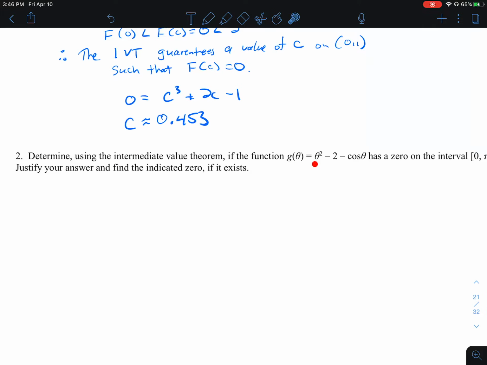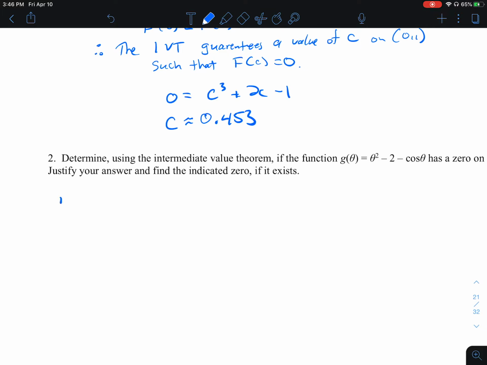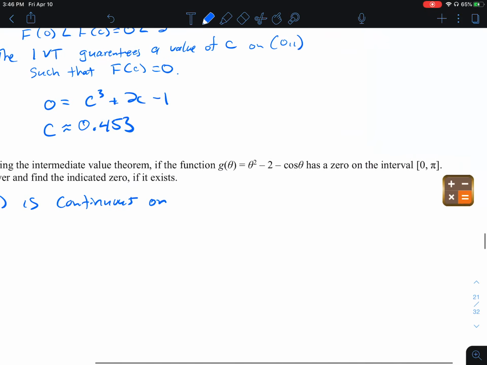Number 2, same thing, different function. Is theta squared continuous? Yes, it's a quadratic. Negative 2 is continuous, it's linear. Cosine of theta, that is continuous. The addition or subtraction of continuous functions is going to also be continuous. So part 1, we could say g of theta is continuous on the interval from 0 to pi.